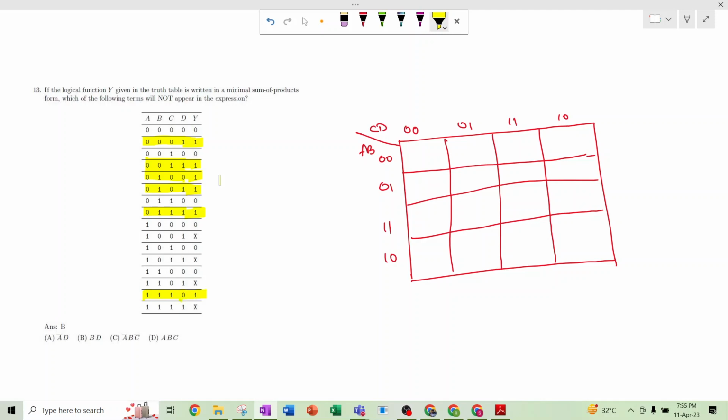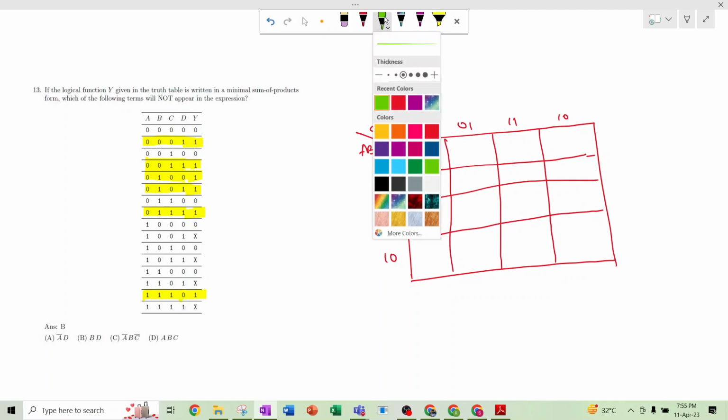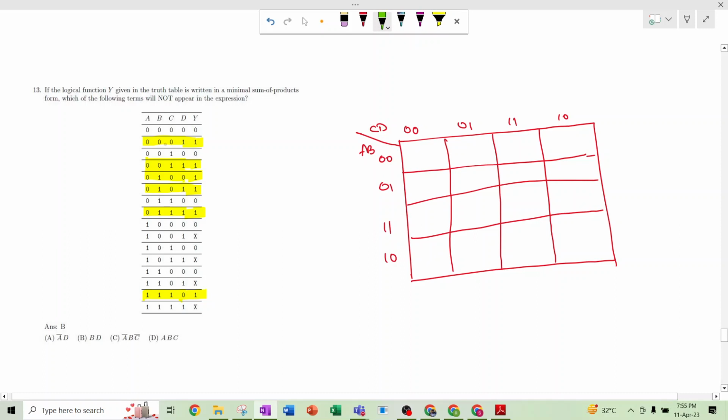Okay, so write it at first. 0001, that means this thing is 1. Then 0011, this thing is 1. Then 0100, this thing is 1. 0101, this thing is 1. 0111, this thing is also 1.